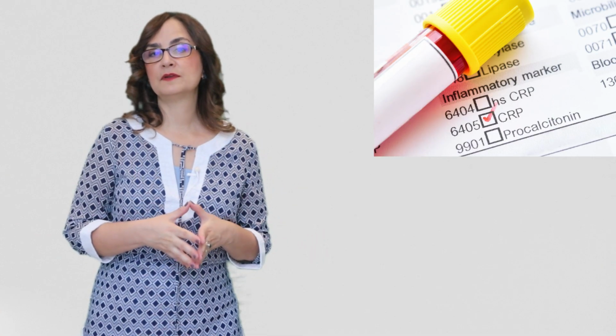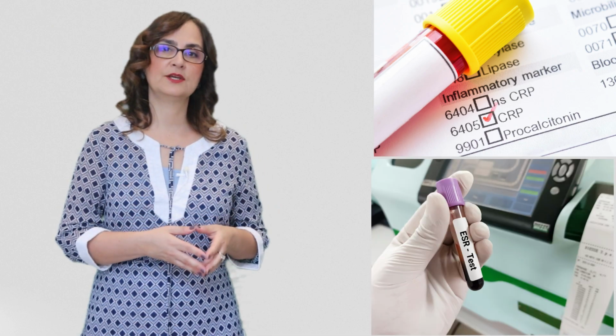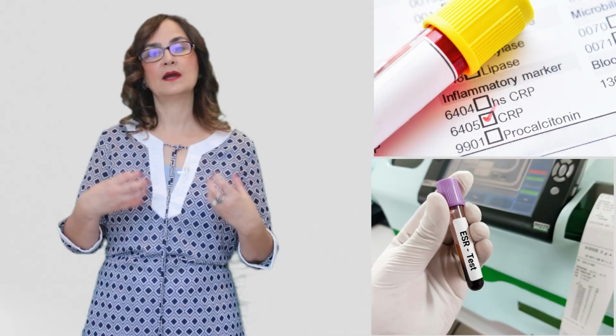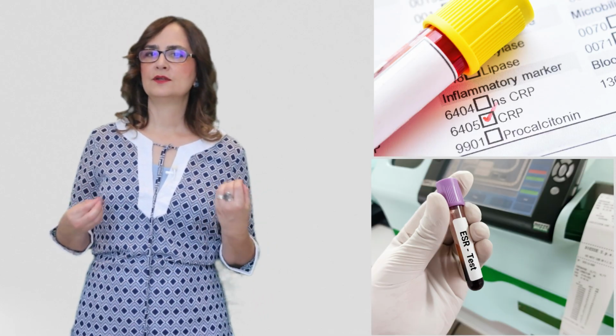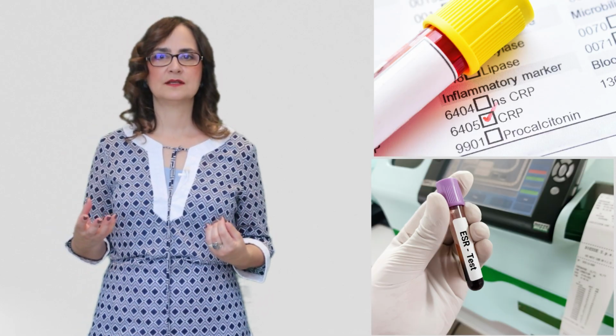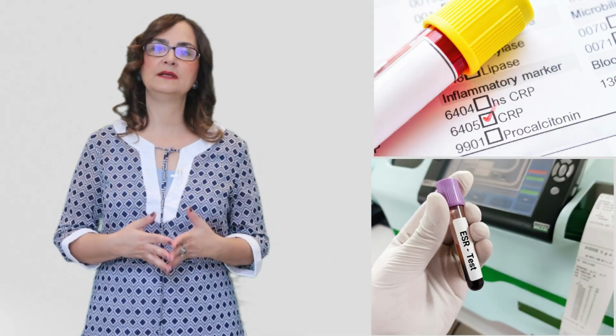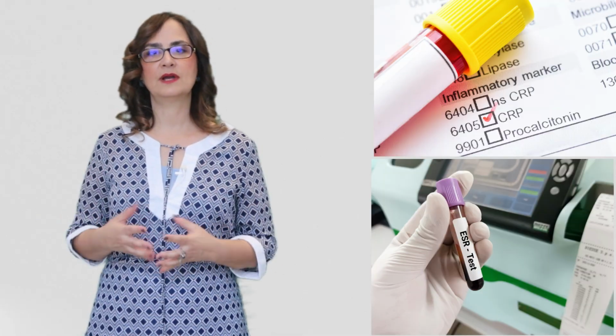The markers for inflammation, like C-reactive protein or erythrocyte sedimentation rate, ESR, are helpful to make the diagnosis if they are elevated, but they are not required. So a person may have normal CRP and SED rate and still have ankylosing spondylitis.